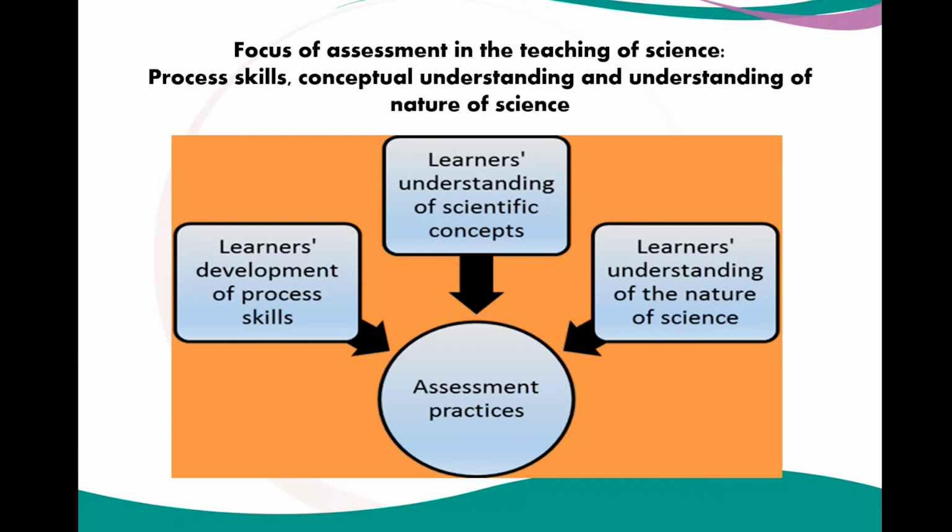The theoretical aspects of the first two learning units underpin the how-to of planning science activities and assessing learners to determine their knowledge and understanding of science content. I'm sure you remember the science process skills and the understanding of the nature of science. So now we're looking at the focus of assessment in the teaching of science, which is process skills, conceptual understanding, and understanding of the nature of science. I'm sure you can notice how these sections followed from learning units 1 and 2. So we're looking at learners' development of process skills, learners' understanding of scientific concepts, and learners' understanding of the nature of science.